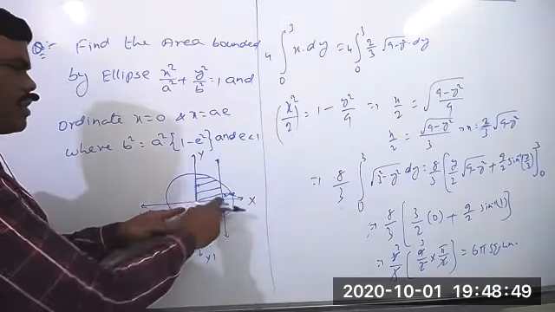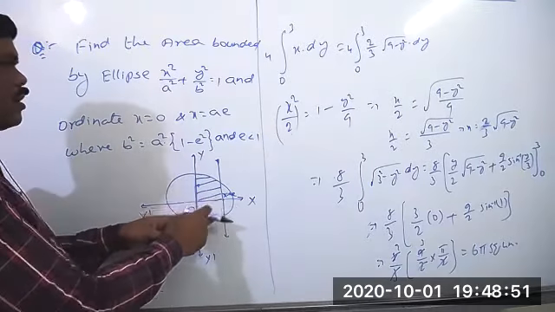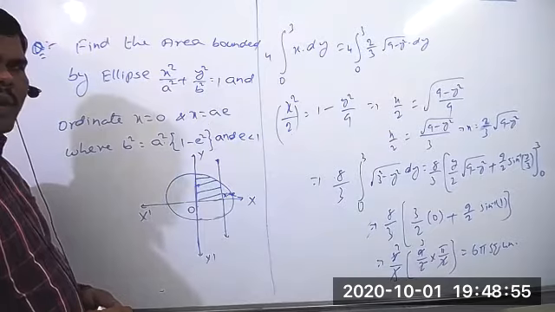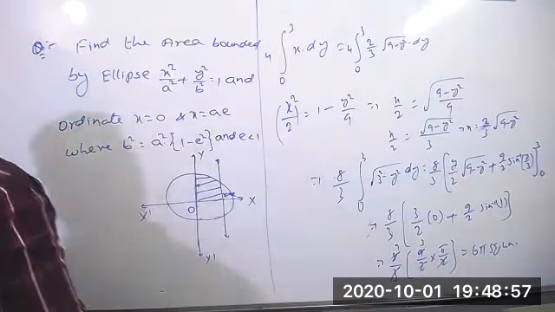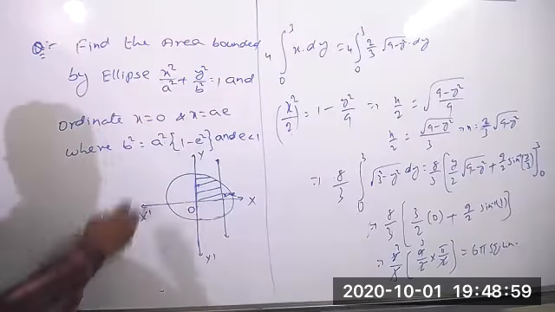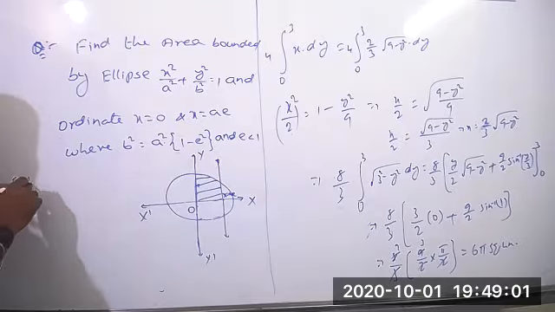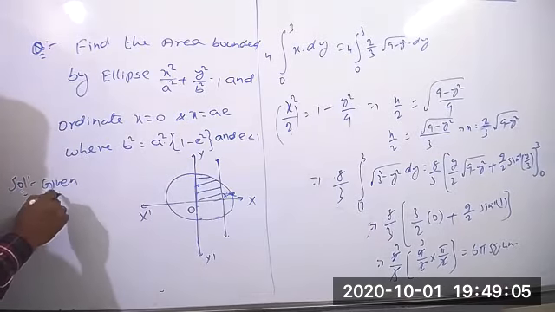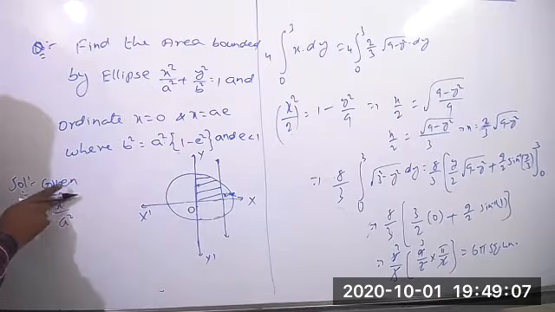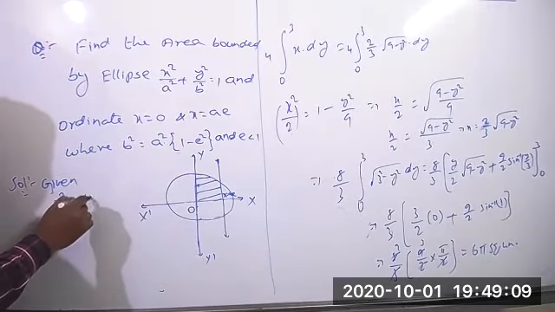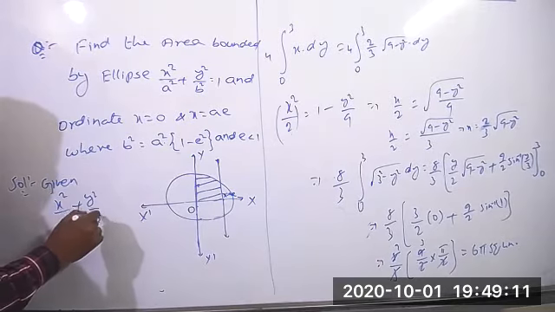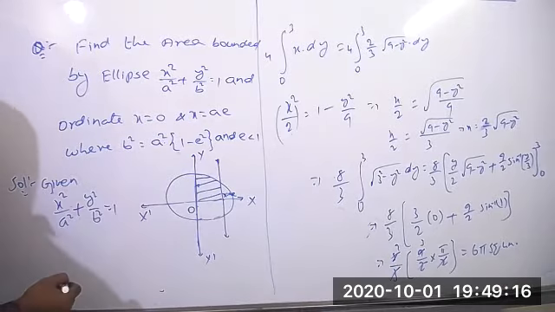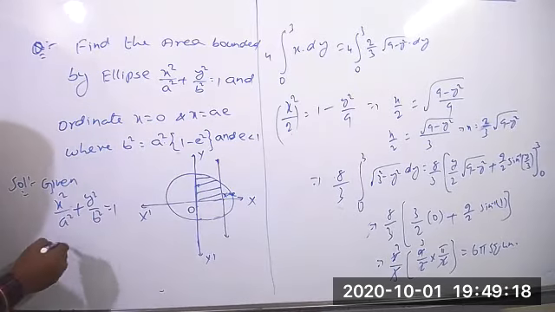So we have to find this one. We are taking the limits on the x-axis. By using this equation, what do we have to find now? We have to find the value of y. What is the given ellipse equation here? X square by a square plus y square by b square is equal to 1. Now find the value of y here.